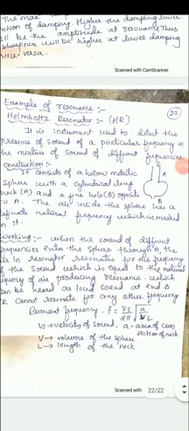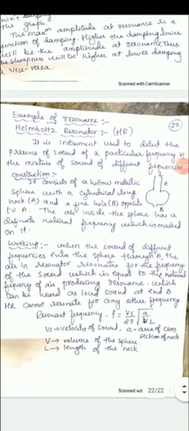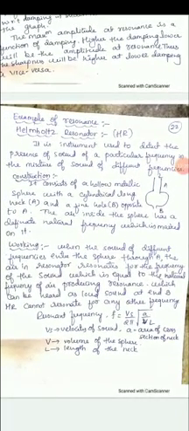Next see the working. When sound of different frequencies enters the sphere through the end A, the air in the resonator resonates for the frequency of sound which is equal to the natural frequency of the air, producing resonance, which can be heard as a loud sound at the end B.